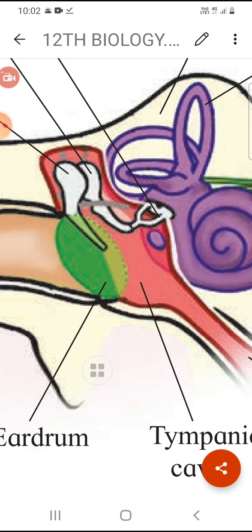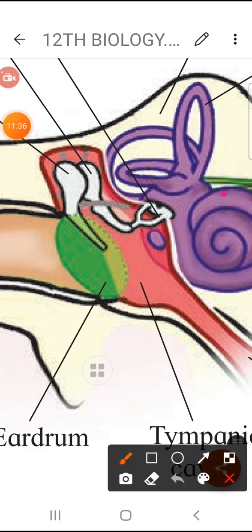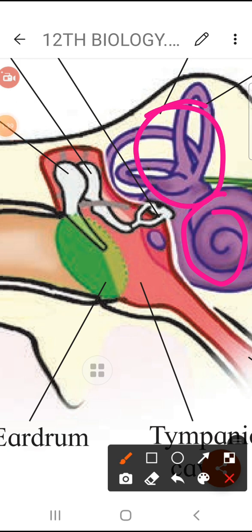And the last part is the inner ear. Inner ear is formed of the, we call it as the vestibular region or labyrinth. जो cochlear region जहाँ पे आपको दिख रहा है, this region is the inner ear.